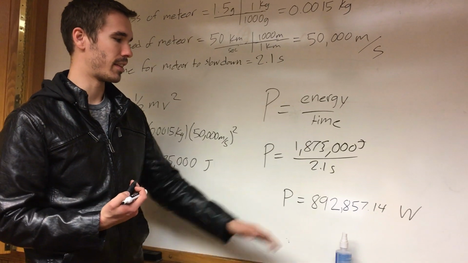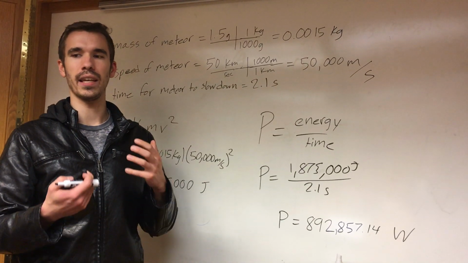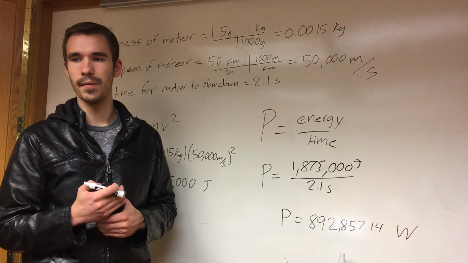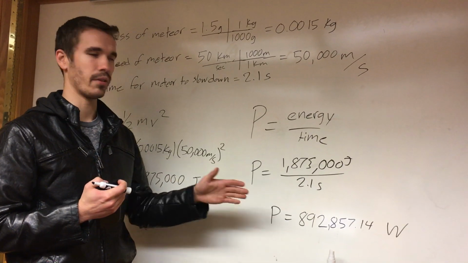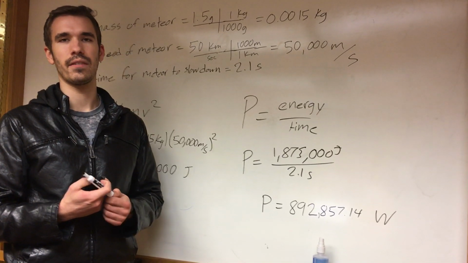So due to the fact that this is just such a large value, we can definitely see how we get enough power generated that we can see it so far away. And so that's question 60 in chapter 10 of our physics textbook.